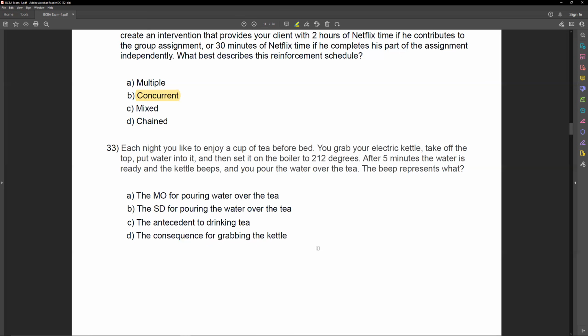Okay, so we've got an SD/MO question here. And the question is asking about the beep. So when you've got a long question or a question with a lot of information, remember it's important to understand what the question is asking.